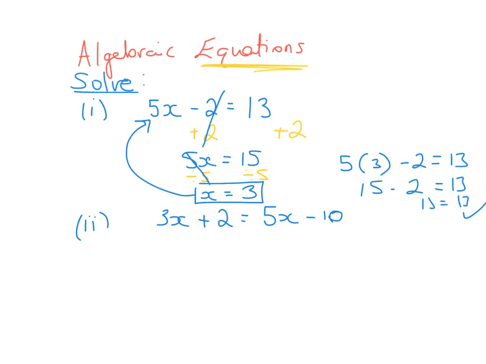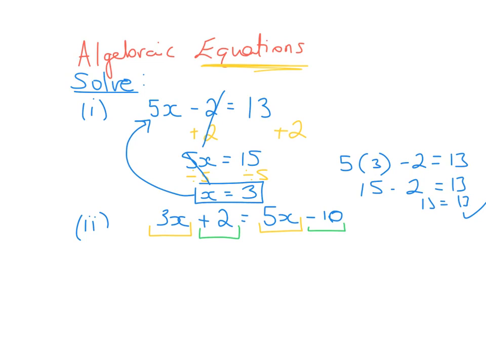The next one then that we're going to look at is just a tiny bit trickier, because the x's are on both sides of the equal sign. So we need to sort that out first. So we have the 3x here and we have the 5x here. So basically I need to get those together on one side, and then I have my plus 2 here and my minus 10 here. So I'll get those together on the other side.